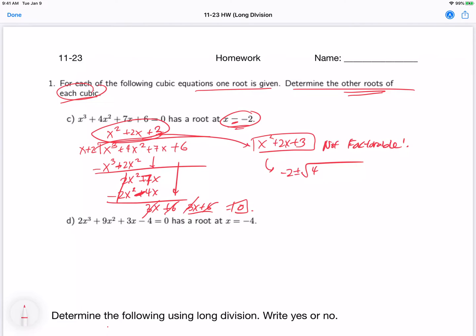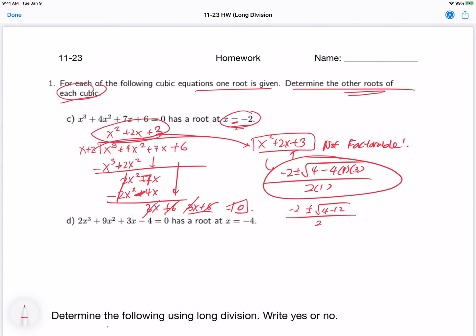-2 plus and minus the square root of b squared minus 4 times a times c, all over 2a. Now, why am I using the quadratic formula? Because it's not factorable. And you will see that once you do the quadratic formula, you get 2i square root of 2 over 2, and you get two imaginary solutions and then one real solution.